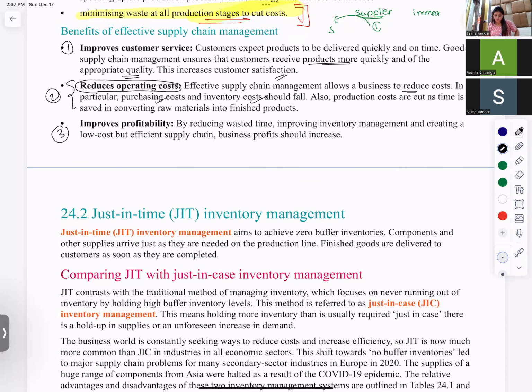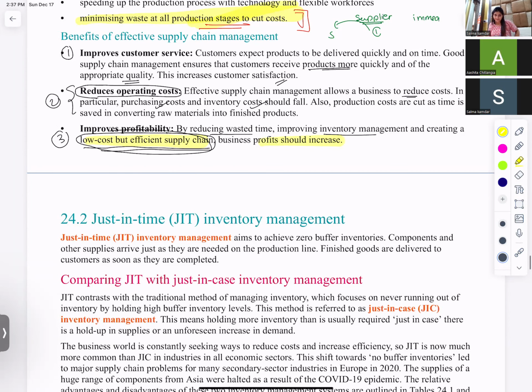How will it improve profitability? By reducing waste and time, improving the inventory management, and creating a low cost but efficient supply chain. This is very important: creating a low cost and efficient supply chain. So business profits will increase.